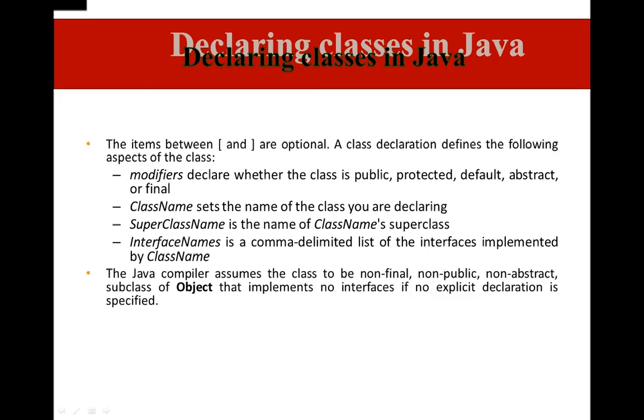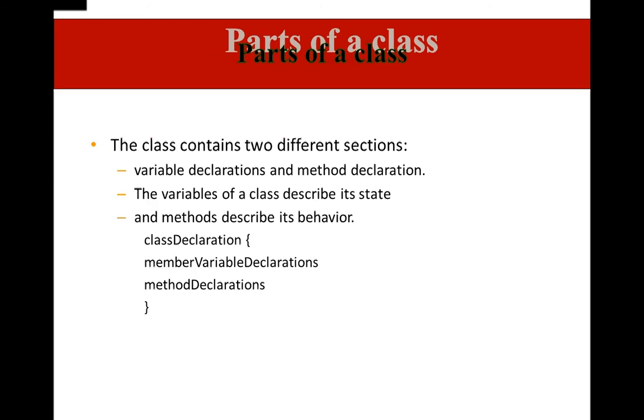Coming to the class, if you observe, there are two parts. One is the variable declaration part, the other is the method declaration part. Variables resemble the states of the object, whereas methods describe the behaviors of the class. Let's look at a simple example of how we create a class.